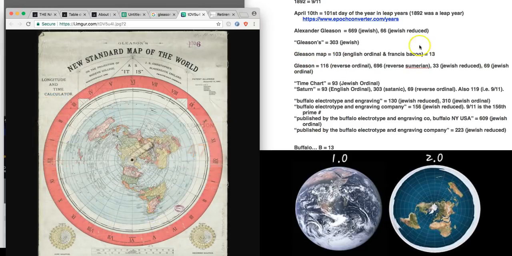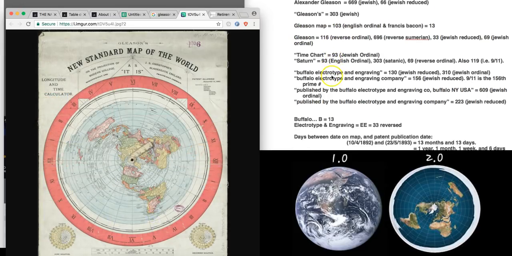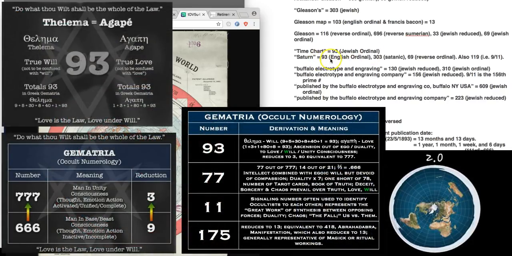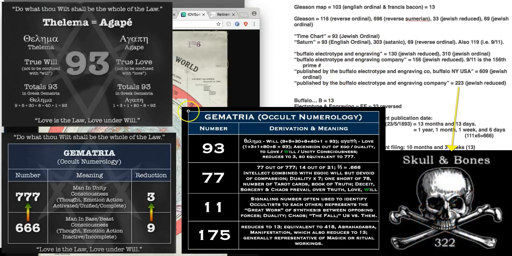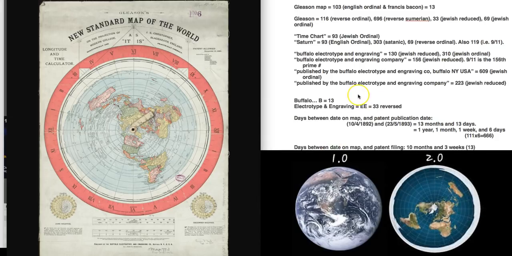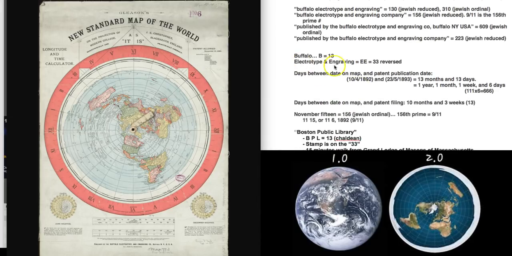Gleason map called 13 as well. Time chart adds to 93 in Jewish ordinal, which is the same as Saturn, 93. Big number for Thelema in the occult. A lot of numerology attached to the engraving company at the bottom. It's here, Buffalo Electrotype. Electrotype and Engraving is EE, which is 33 reversed.